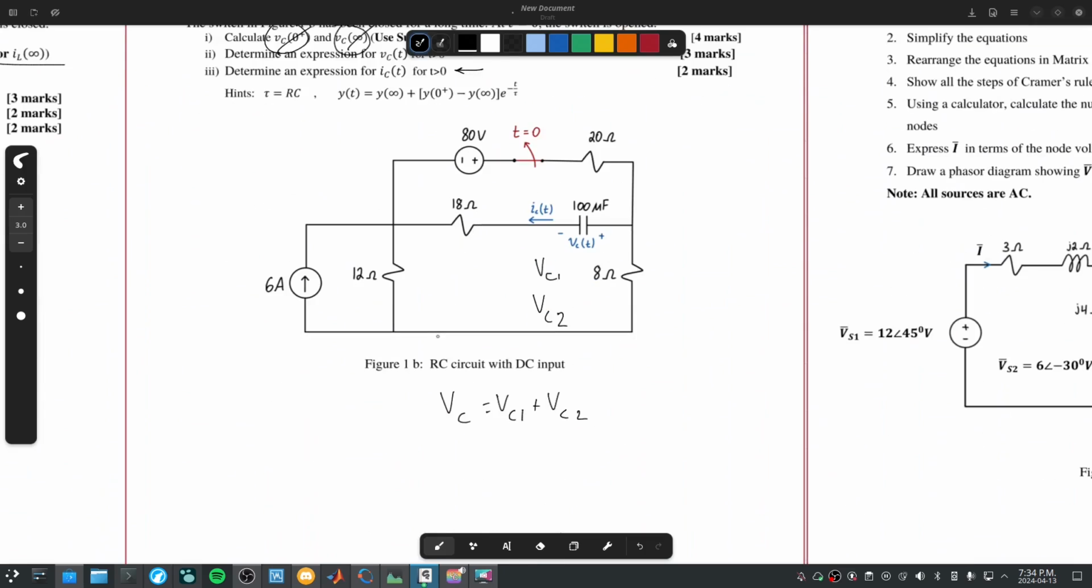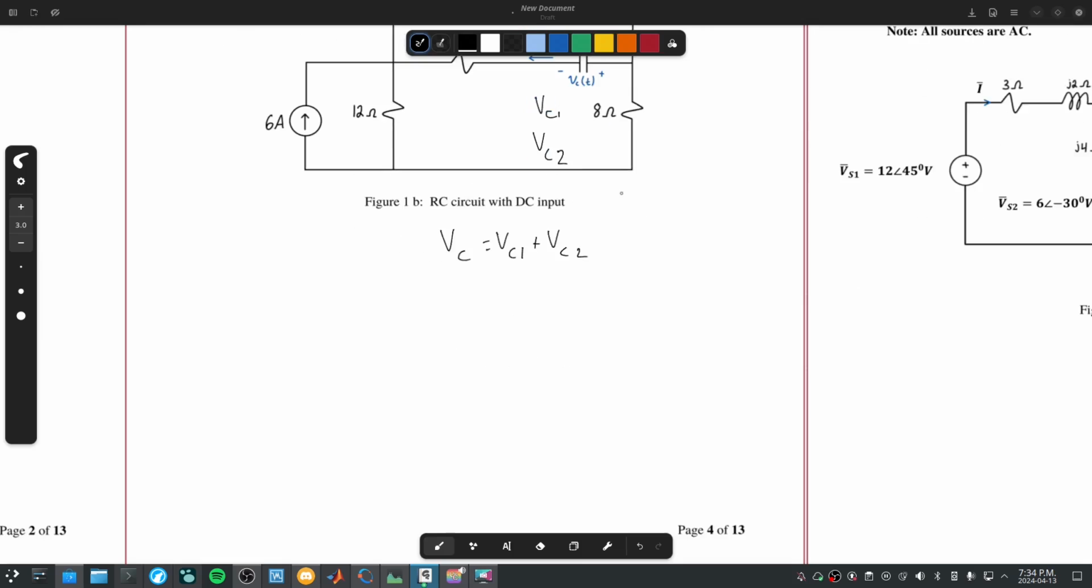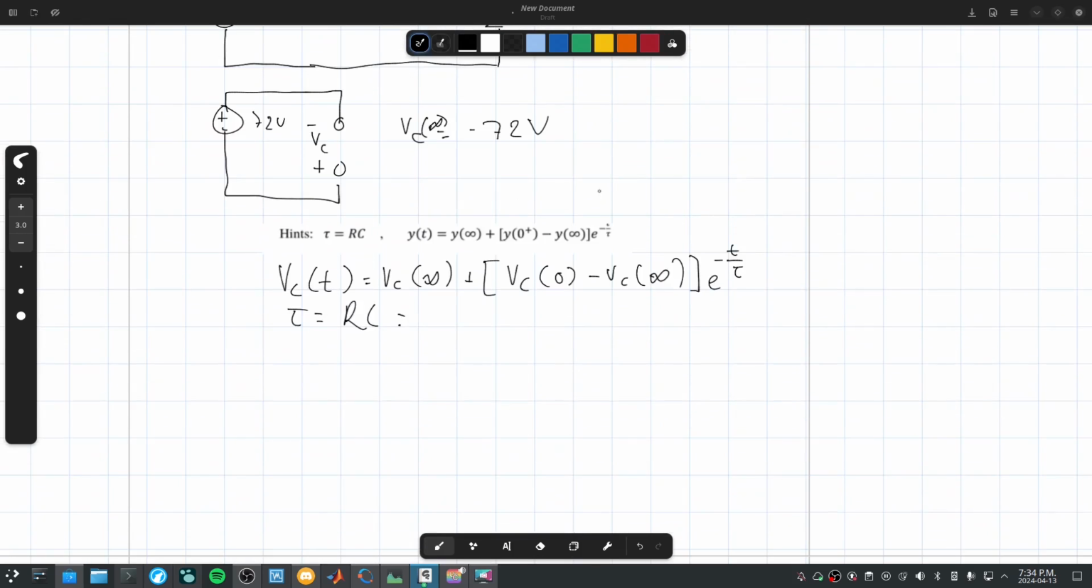I don't think I wrote down the capacitance. It's 100 millifarads. So that's microfarads. So it's 100 times 10 to the negative 6. Let's write that down. So that's 12 plus 18 plus 8 times 100 times 10 to the negative 6 farads. This is ohms. And then you get, what's that? 3.8 times 10 to the negative 3.